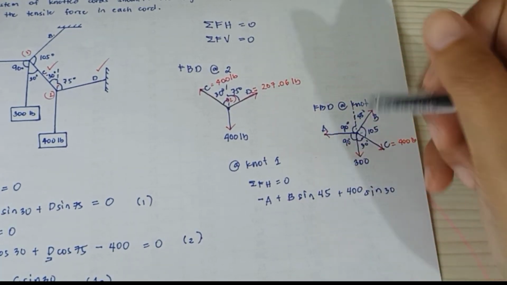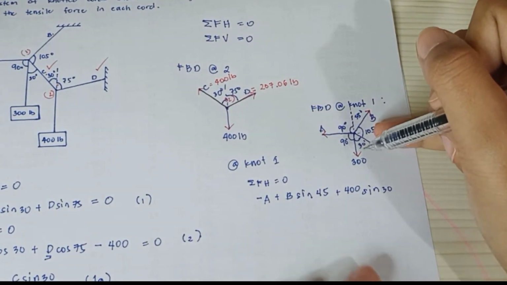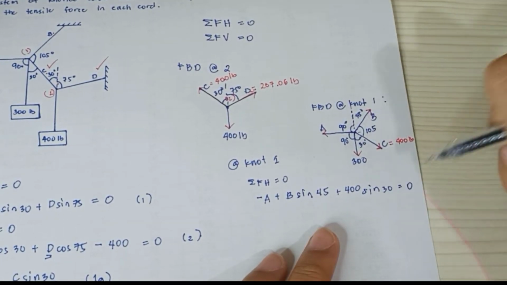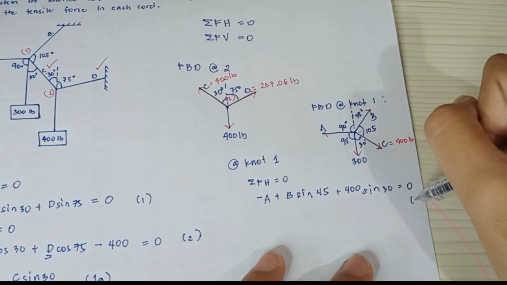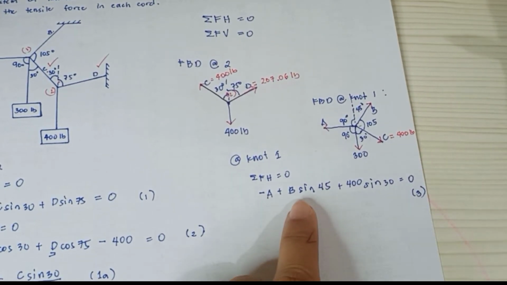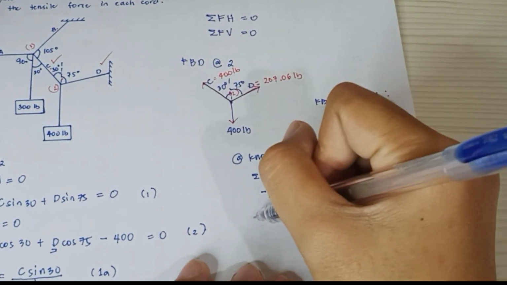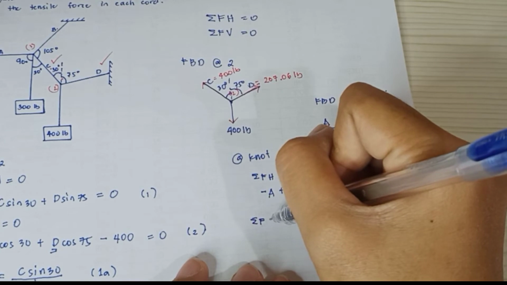Okay? So, pero gagamitin natin ito for the vertical forces. So, equate natin siya into 0. This will be your equation number 3. Okay, so we have two unknowns, A and B. Okay, so let's proceed to summation forces.